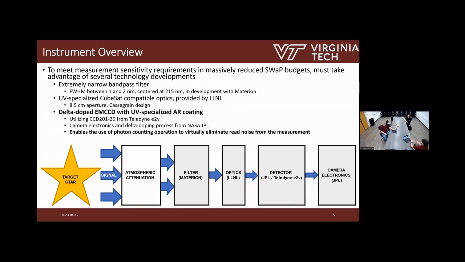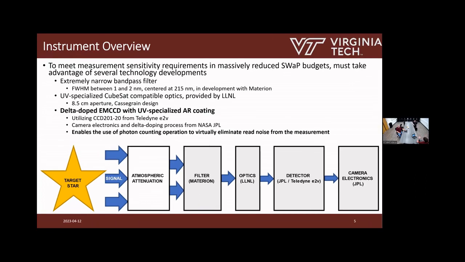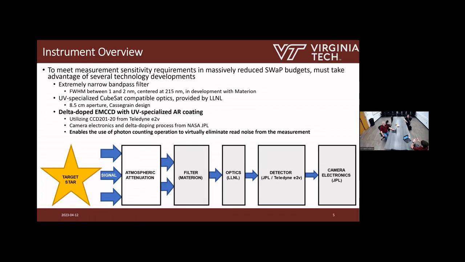accomplishing this is we are developing a custom filter with Chroma that will provide us a very narrow bandpass, as sensitive to changes at that wavelength as possible. We're also working with UV specialized optics that we're trying to get from national labs. The key contribution from our co-investigators is going to be a Delta Doping EMCCD with UV specialized anti-reflection coatings. What's important about using an EMCCD is that it allows us to use photon counting, and this virtually eliminates the read noise from our measurements.